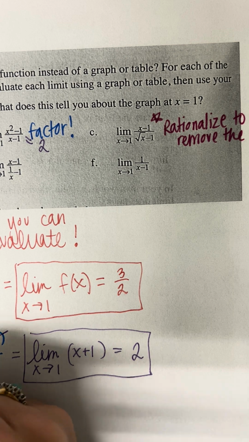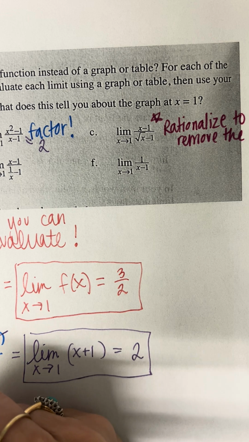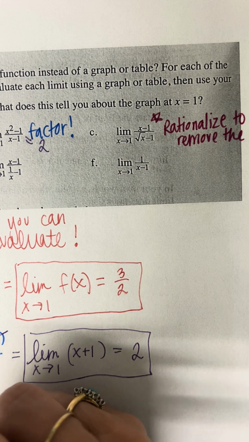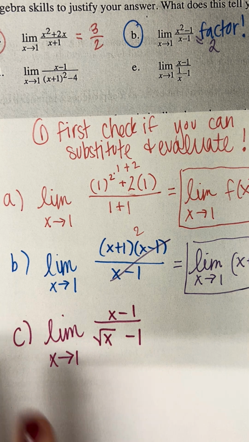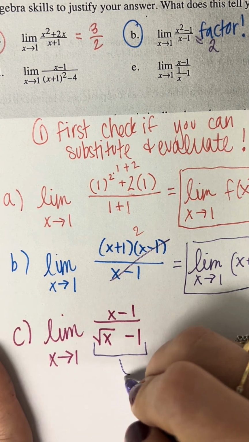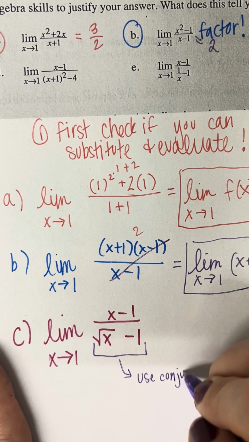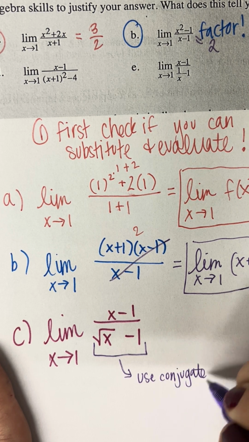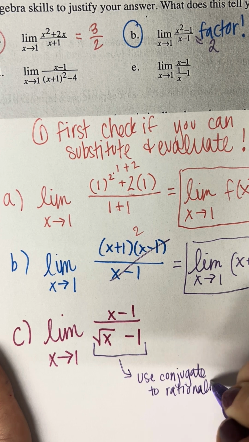So limit as x approaches 1, x minus 1 on top, I have square root of x minus 1, not in the square root on the bottom. And then to rationalize, I want to use the conjugate of this. Use conjugate to rationalize. So remember conjugate, y'all.